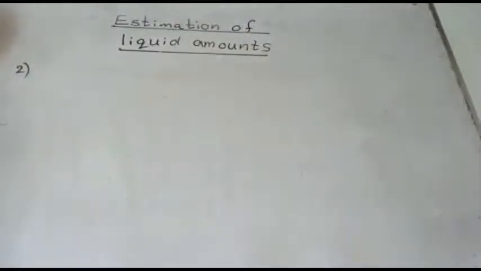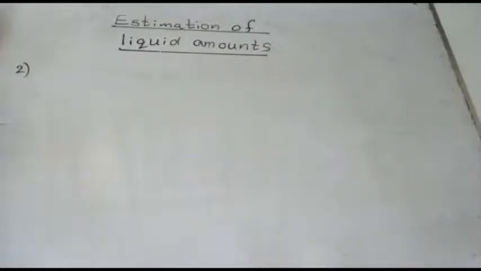Next question. There is approximately 650 milliliters of king coconut water in 1 king coconut. Accordingly, estimate the amount of king coconut water there is in a bunch of 10 fruits in terms of liters and milliliters.